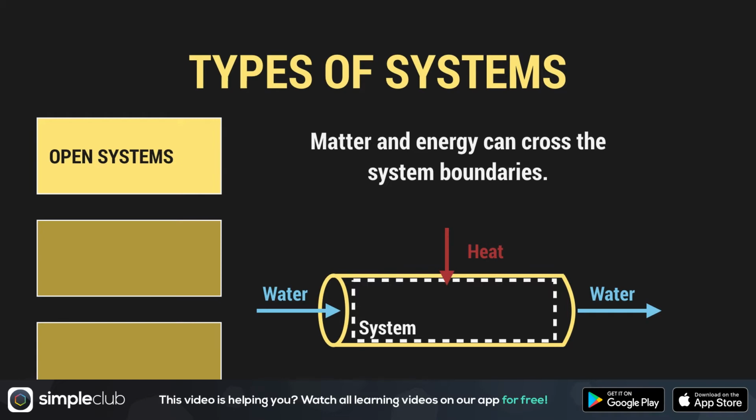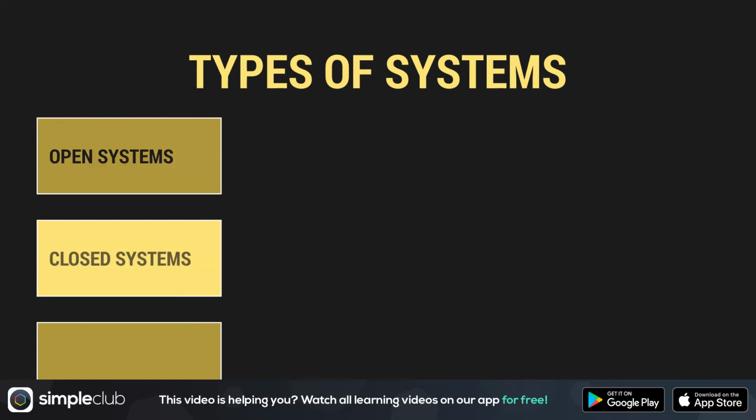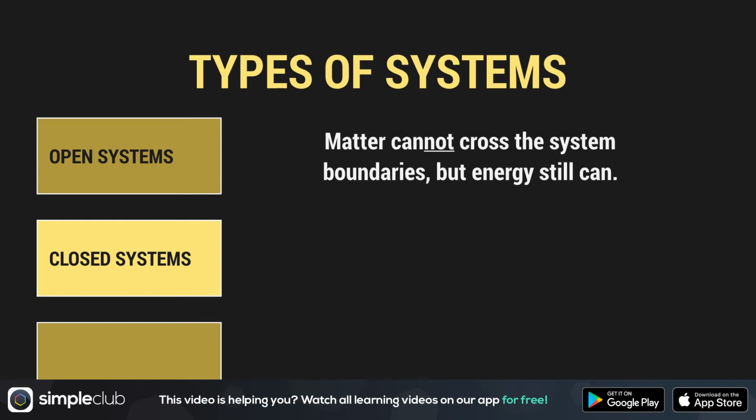If we take a look at our system, we can see that both matter and energy can cross the boundaries of the system. For our second example, we have the so-called closed system. The difference between this and an open system is that for a closed system, matter cannot cross the boundary of the system. Can't go in, can't come out. But watch out, energy can be brought into or taken out of the system just like before.